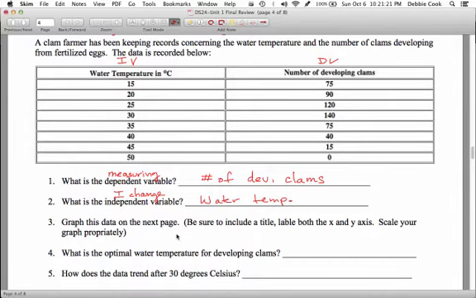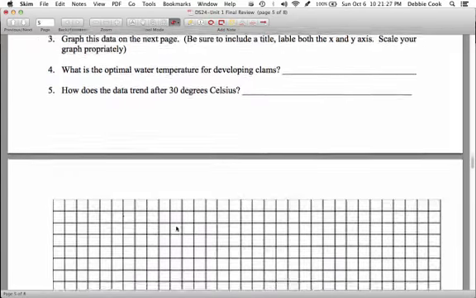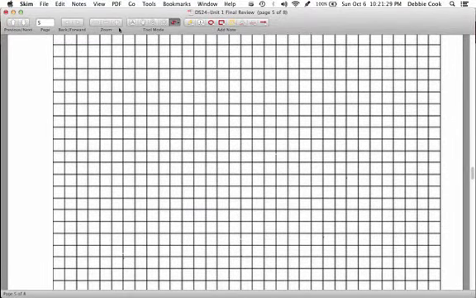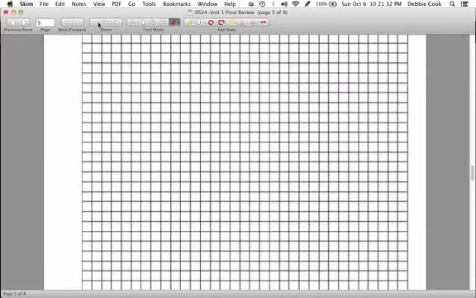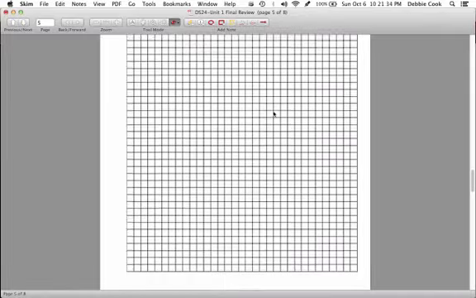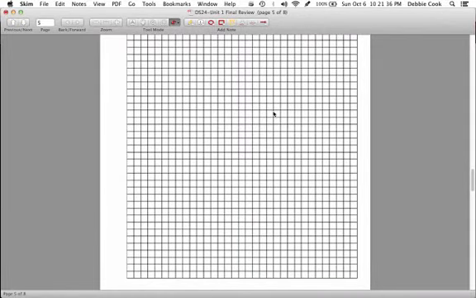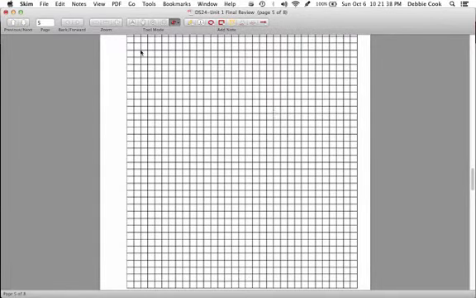For number 3, it's asking me to actually go ahead and graph this data. So in order to graph this data, I have to turn to the next page. And when I look at the next page, I actually have some graphing paper. So I'm going to zoom out so that I can look at my graphing paper as a whole. And here it is. I'm going to go ahead and create my IV and my DV, my x-axis and my y-axis.